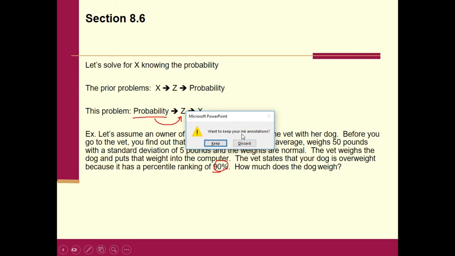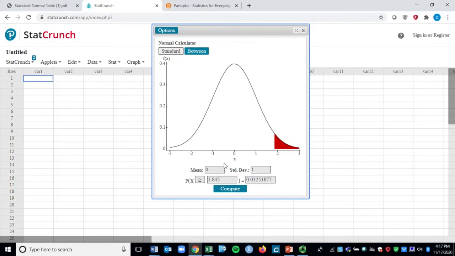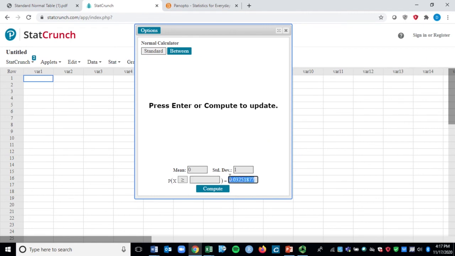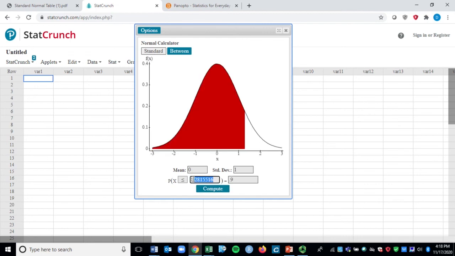Let's get into StatCrunch. So here's a standard normal. Now, here's the cool thing: it doesn't just give you this number right here always. If you fill in the probability, it will give you the value associated with that particular z, which is kind of nice. So here, we can change this to a less than or equal to sign, because for the 90th percentile we have 90% of the observations before it that are smaller in value. We know that this value is 0.9. If you hit compute, it'll give you the appropriate z-score associated with it. So it turns out to be 1.281516.